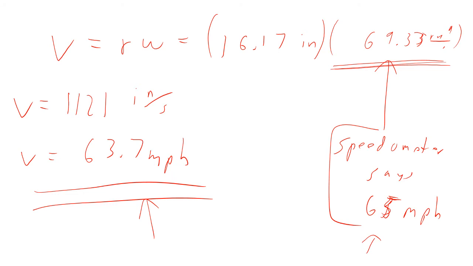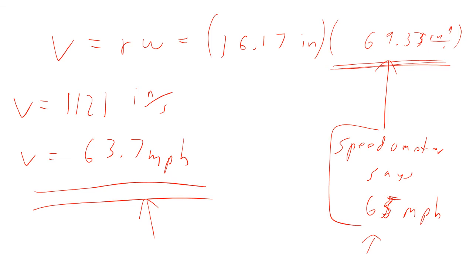So if your tires are a little bit smaller than the manufacturer specifications, then you're actually moving slower than the speedometer says. On the other hand, if you put on tires that have extra diameter, in other words the radius is bigger than the manufacturer specifications, that would have the exact opposite effect. That would mean you're actually going faster than the speedometer says.